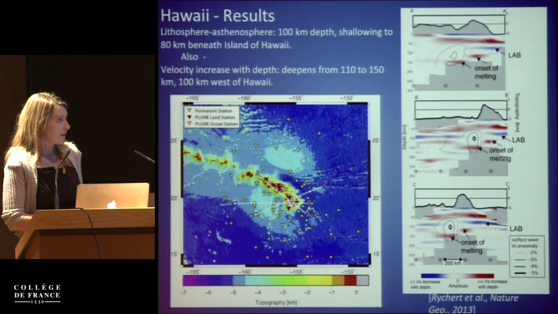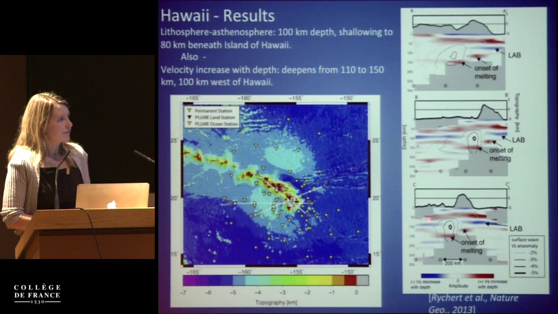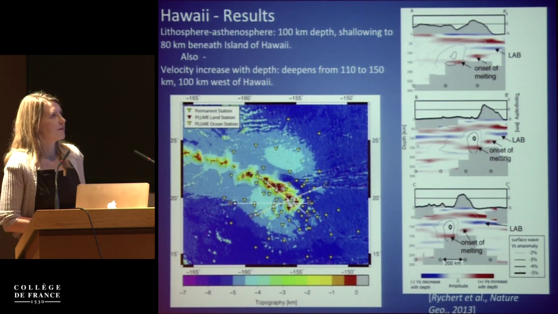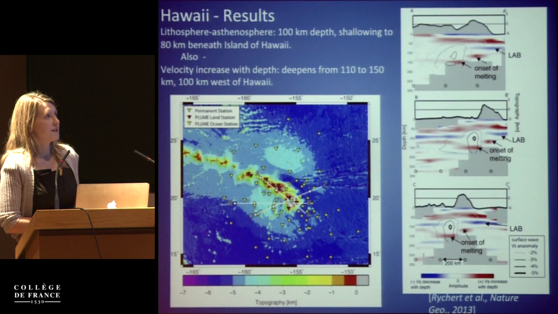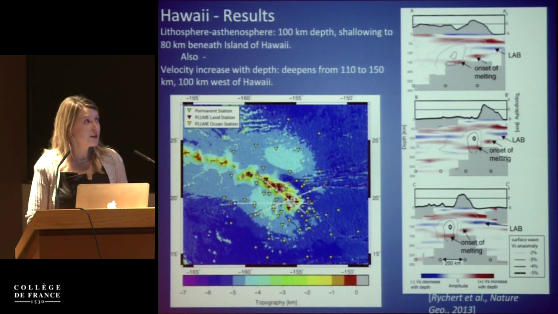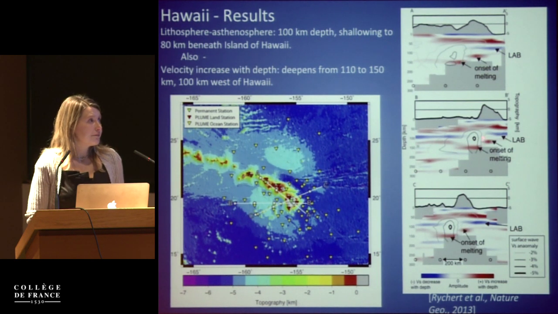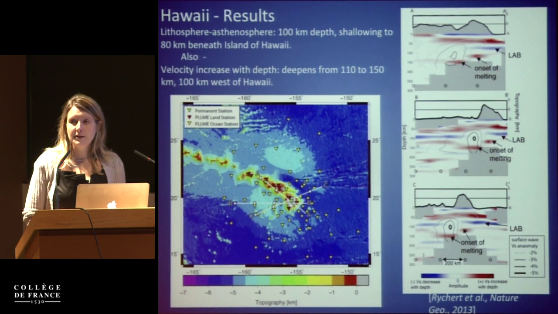We also saw an LAB phase pretty strongly just west of the main island and east of it, as you can see here. We also found this red phase, again, a velocity increase with depth at about 110 kilometers at its thinnest. It's about 125 kilometers in the well-resolved region close to the island, and then it gets down to about 155 kilometers, just 100 kilometers west of the main island. This phase, we think, is again associated with the onset of melting. It's much deeper than anything we saw in Afar.